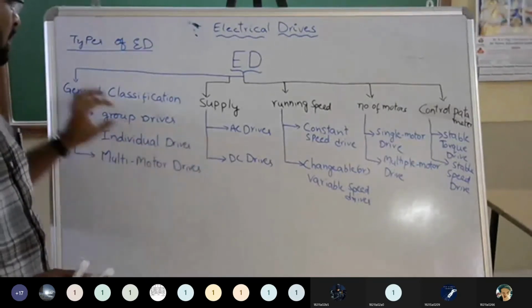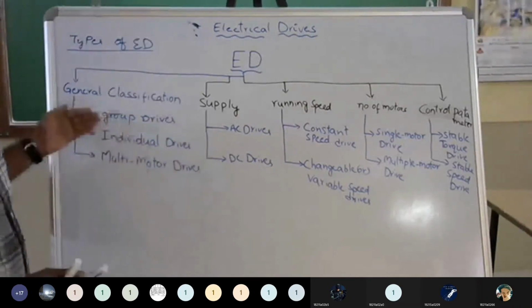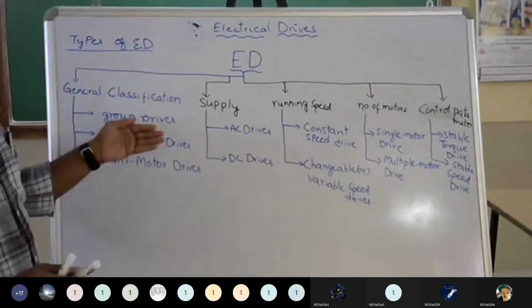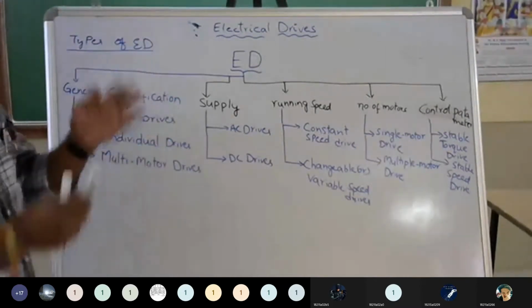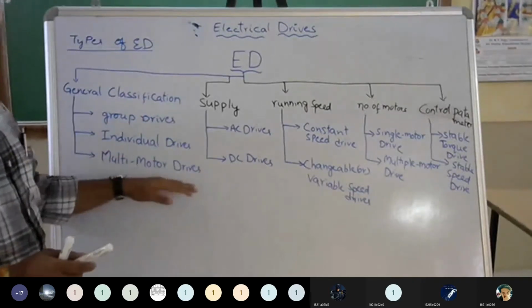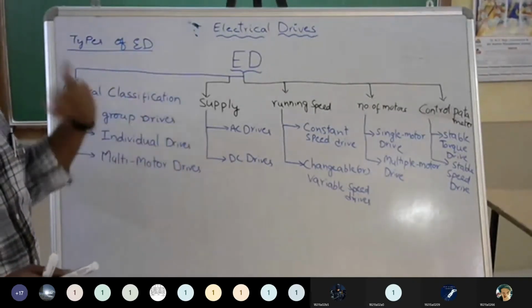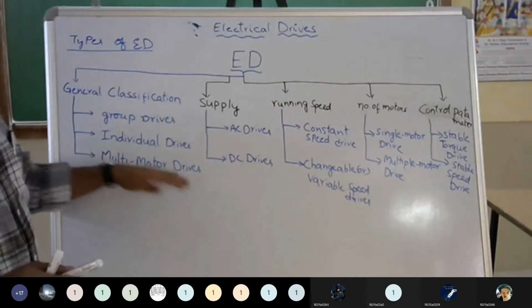Group drives, individual drives, and multi-motor drives. Group drives means one single motor will run a number of loads. Individual drives means only one motor, one motor will run one load, so each load has its own individual motor. And in a multi-motor drive, the number of motors will be more. Multiple motors will run a single load, and then it is called a multi-motor drive.